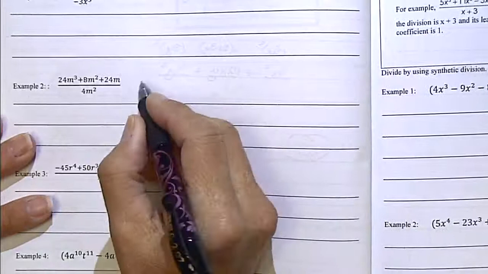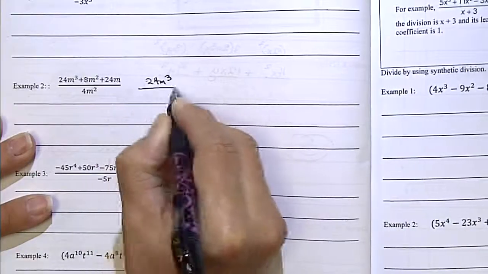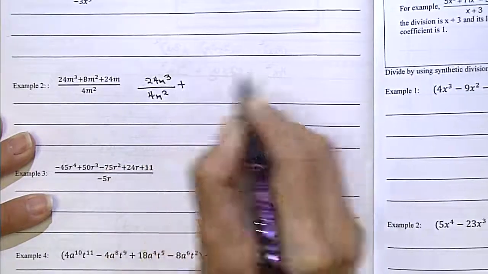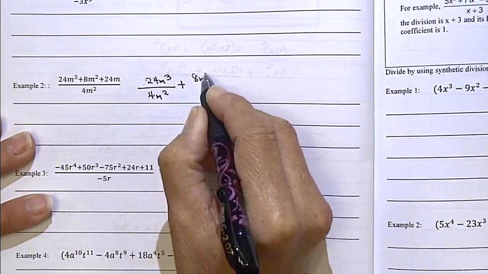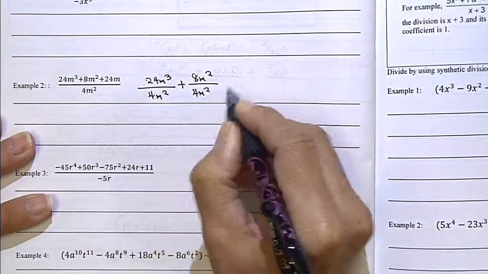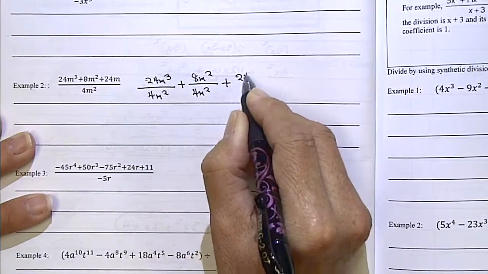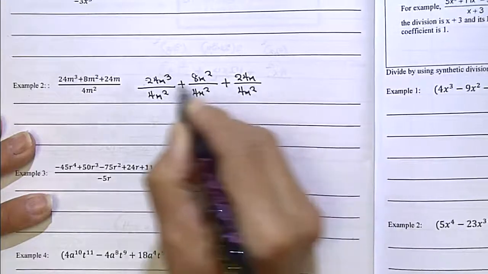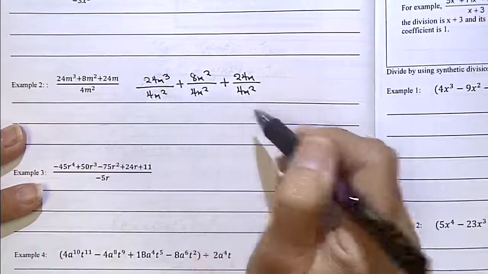So if I'm splitting them up, I'm going to say, okay, I've got 24m cubed, and that goes over the denominator of 4m squared, and a plus will separate them. And then I've got 8m squared, and that goes over the denominator of 4m squared. And I've got another plus separating the next term, which is 24m over the denominator of 4m squared. Everything in the numerator, operations are in between, and denominators are all the same.